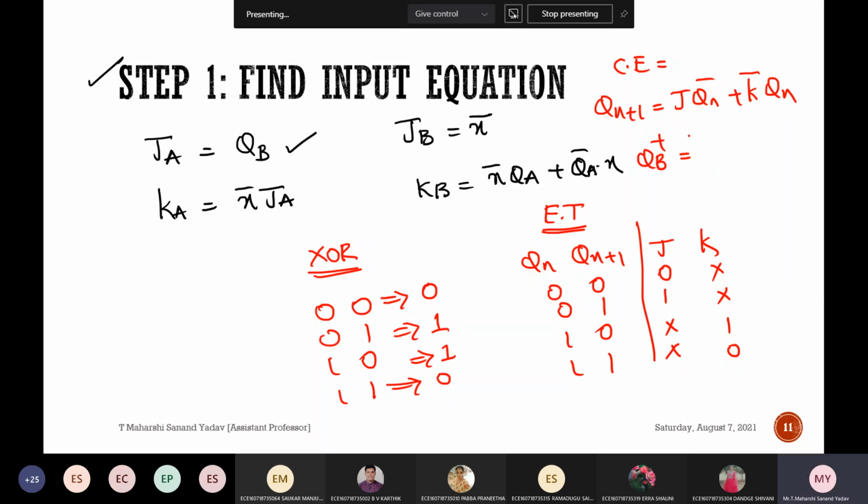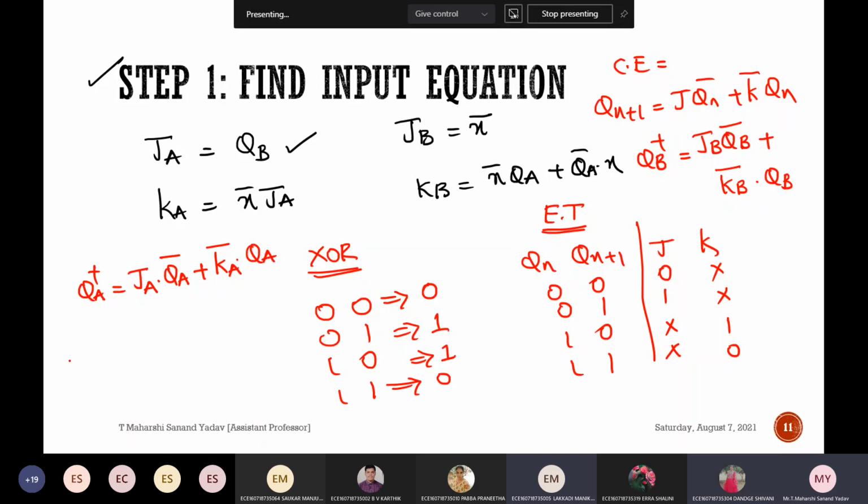Why don't you know? QB plus, just the suffix. You need to replace this n plus 1 with b. So QB plus is nothing but JB QB complement plus KB complement into QB. Tell me for QA plus. QA plus: JA into QA bar plus KA bar into QA. Simply you need to follow this.